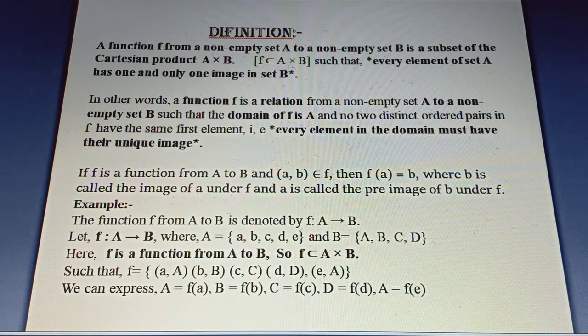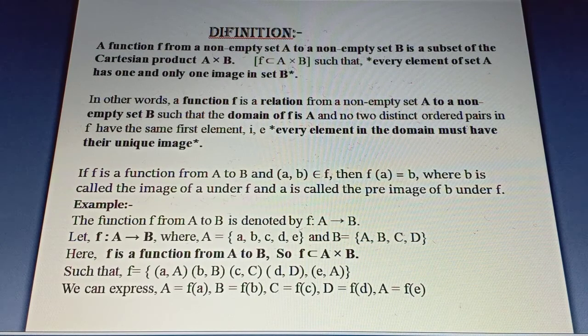Okay students, so f is a subset of A cross B, but there is a condition for the function. The condition is every element of set A has one and only one image in the set B. That means the element of the set A should not be repeated. Every element of set A must have its unique image. So students, in other words, a function f is a relation. Function is nothing but a relation.